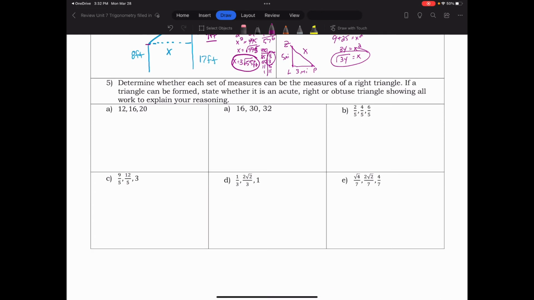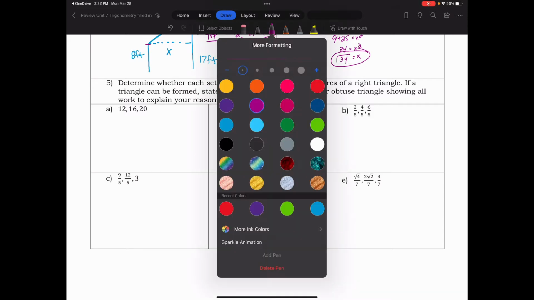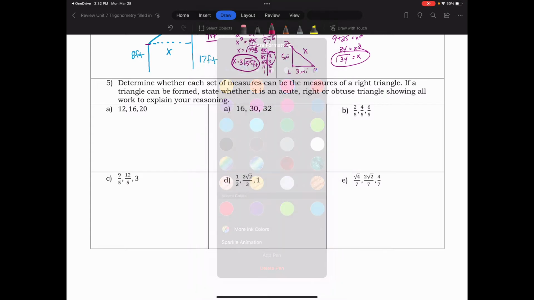Next one: determine whether each set of measures can be the measures of a right triangle. If a triangle can be formed, state whether it's acute, obtuse, or right. So let's change your color just a little bit. First thing you need to see is whether the set of measures can be the measures of a triangle. That should not be a right triangle, it should just be a triangle.